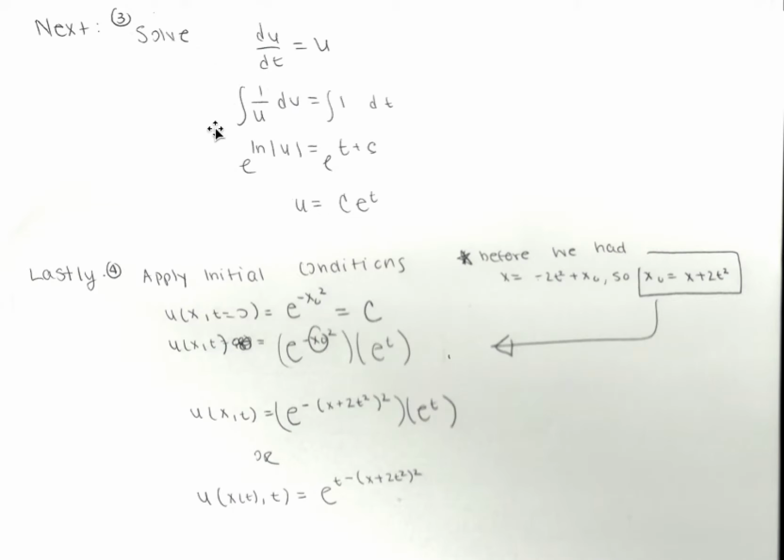Our next step is to solve du/dt equals u. Dividing both sides by u and integrating both sides, we arrive at the equation u is equal to c times e to the t.